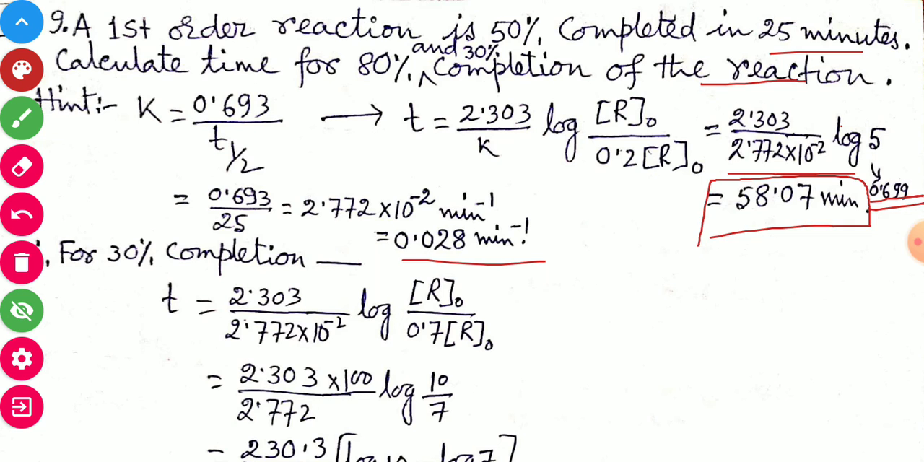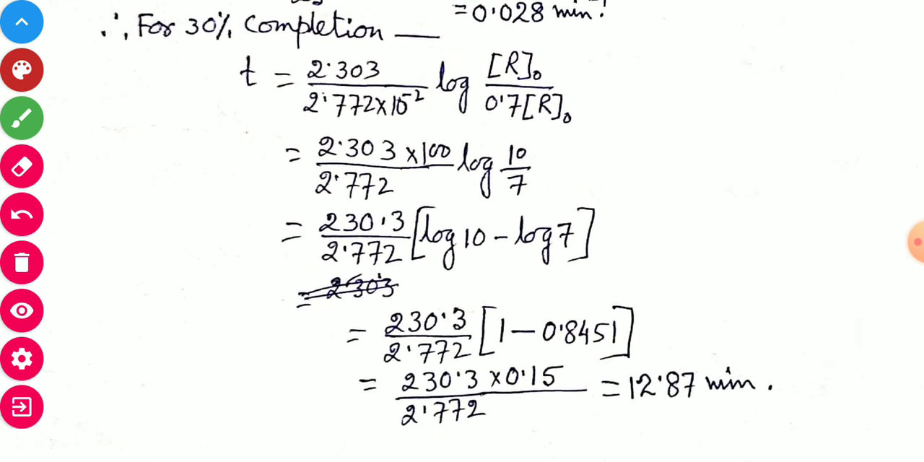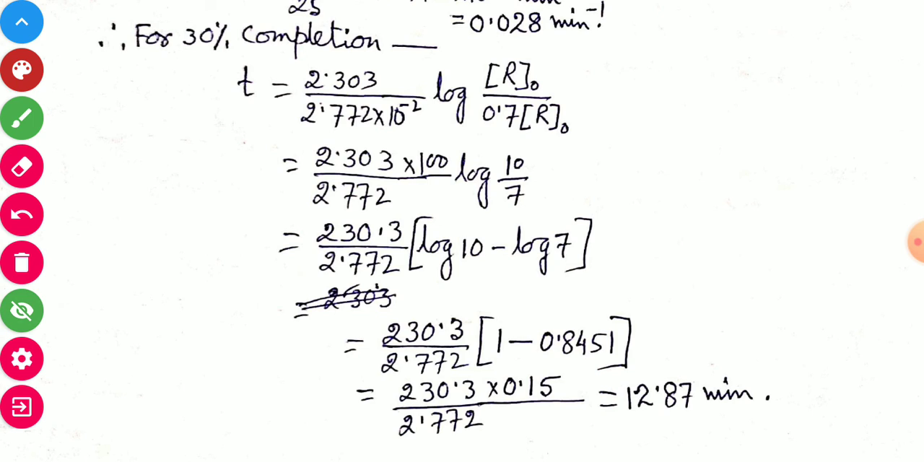For 30% completion, t equal to 2.303 by 2.772 into 10 to the power minus 2 log R0 by 0.7 into R0. Calculating, R0 will be cancelled out. So log 10 by 7. Calculating these values, we get 12.87 minutes.